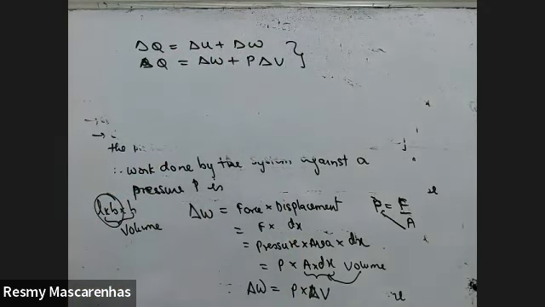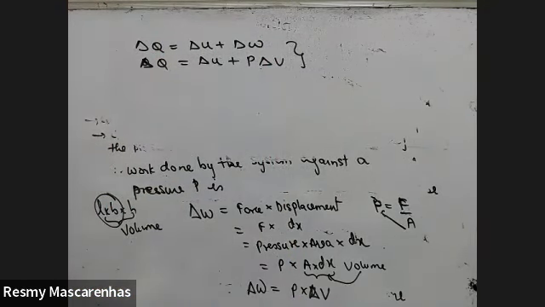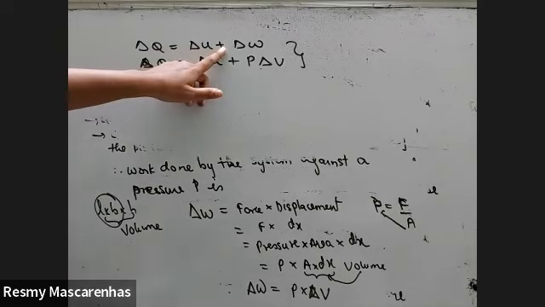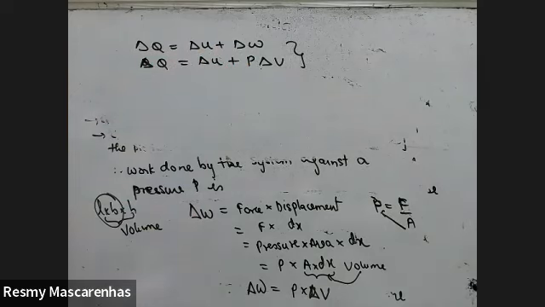Both formulas are correct. This is U. Instead of work, you can also write P into delta V. Both are correct. Suppose you know the work straight away, you can use this formula. If you know the pressure and the volume, you can use this. So there are two ways you can write the first law of thermodynamics, either this or this.